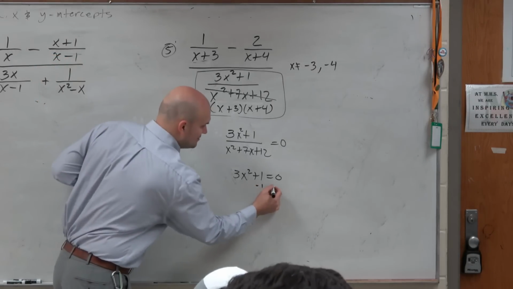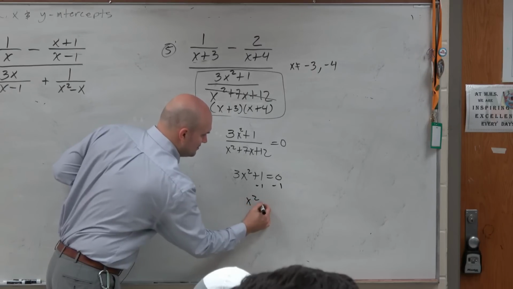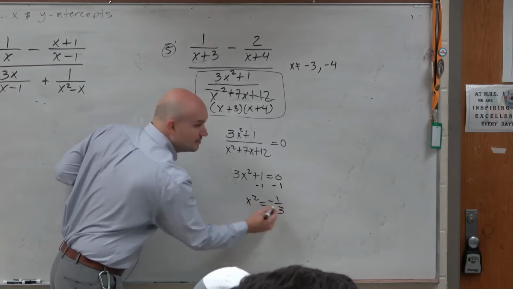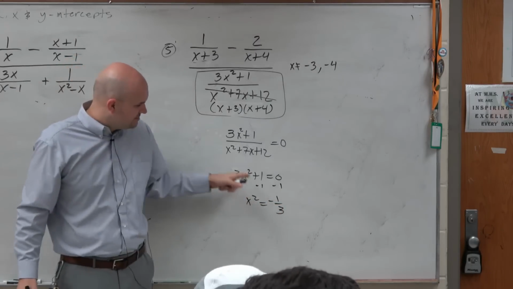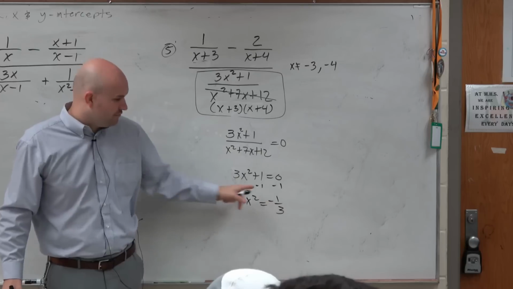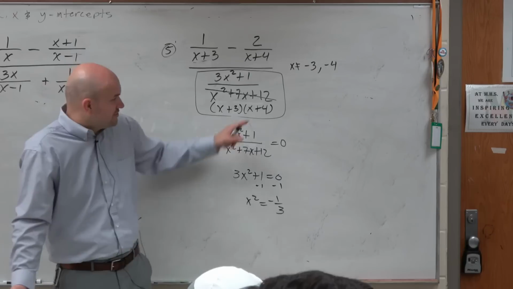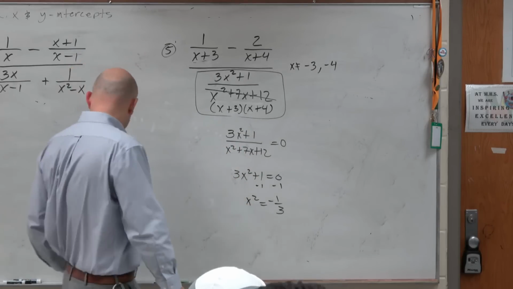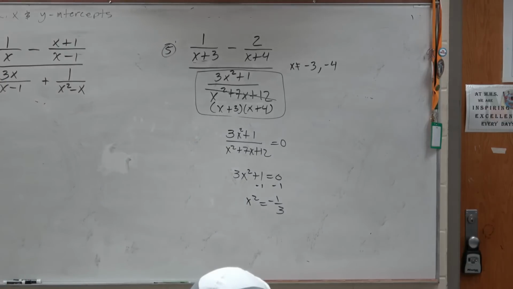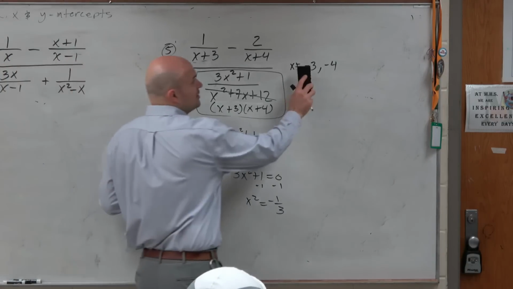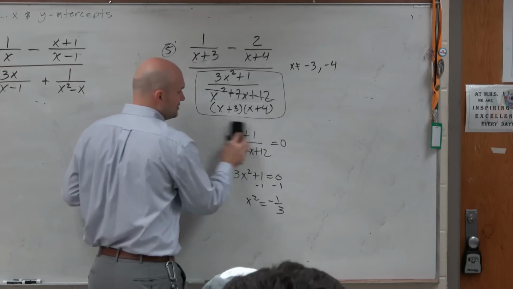Complex number? Yep, question? So when you go ahead and subtract and divide by 3, you get negative. Well, can you take the square root of a negative number? No, so it's going to be a complex number. So therefore, this is not a restriction on your domain, so we don't really need to worry about that. So the only restrictions on our domain right now are -3 and -4.